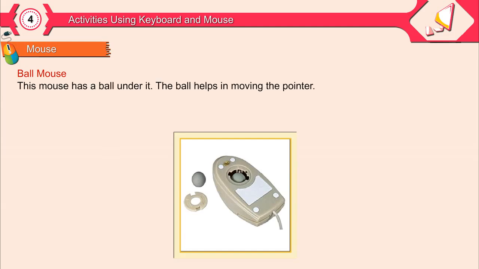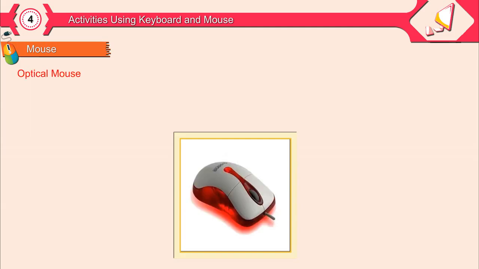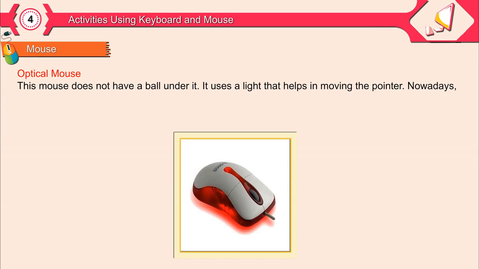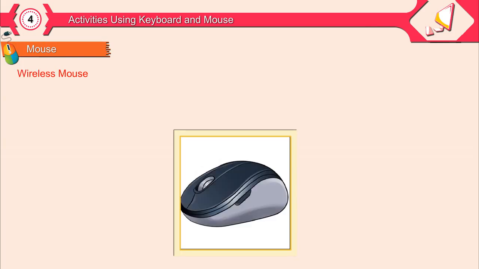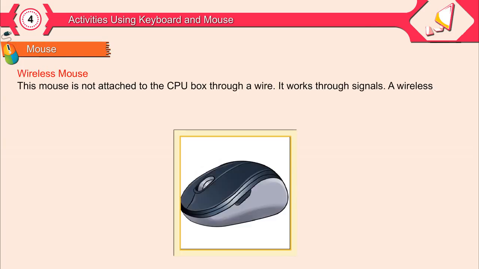Ball mouse. This mouse has a ball under it. The ball helps in moving the pointer. Optical mouse. This mouse does not have a ball under it. It uses a light that helps in moving the pointer. Nowadays, a laser mouse is also available in the market that has a laser light under it. Wireless mouse. This mouse is not attached to the CPU box through a wire. It works through signals. A wireless mouse can be a ball mouse or an optical mouse.